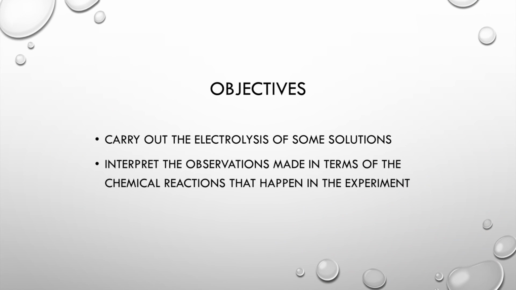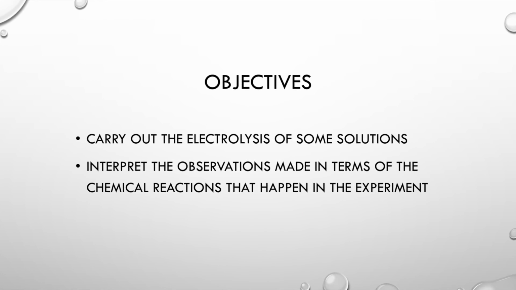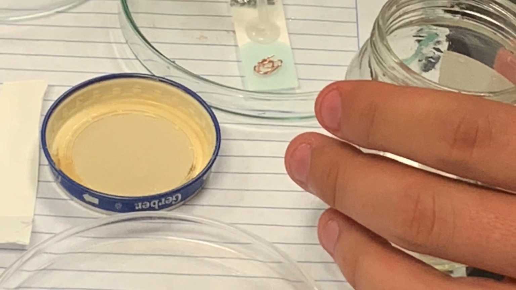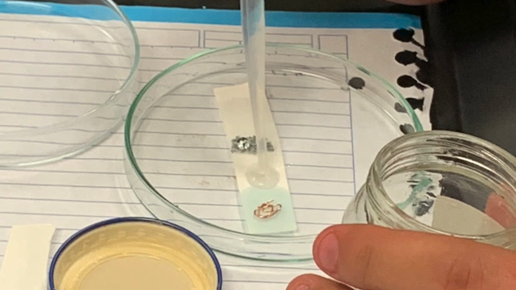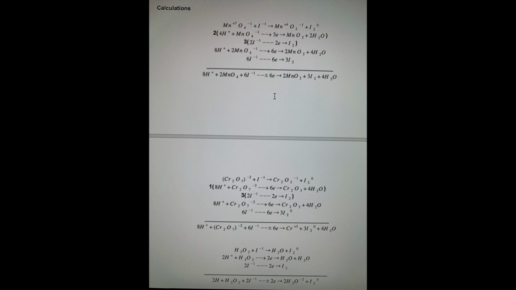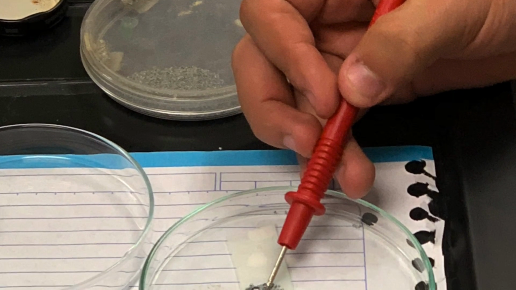Carry out the electrolysis of some solutions. Interpret the observations made in terms of the chemical reactions that happen in the experiment. Electrochemistry is dedicated to the study of electric current and its effect on chemical reactions, and inside the laboratory we could account for the experience in the process that is carried out, such as the anode and the cathode involved in the electrolysis and the voltmeter. It is possible to observe the oxidation and reduction of the compounds and the conductivity they have, achieving the wiring by a series circuit.